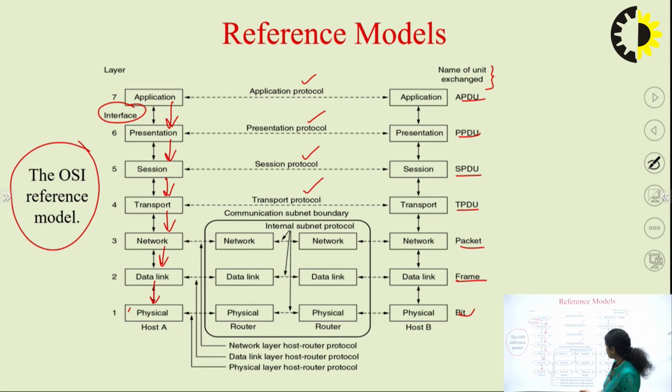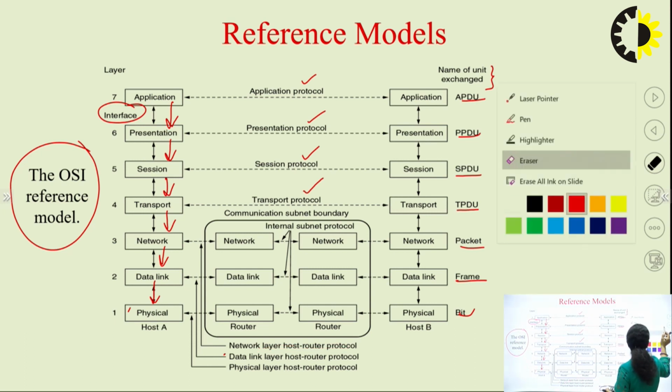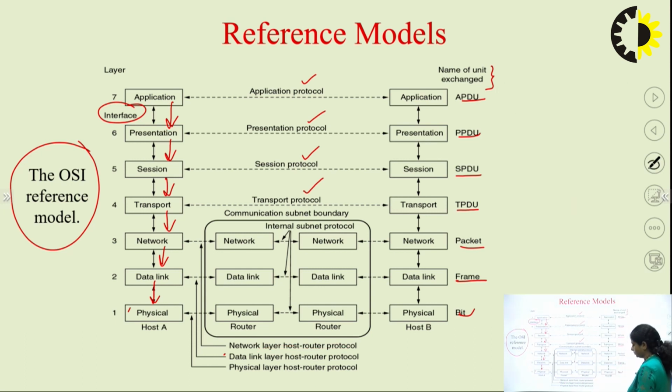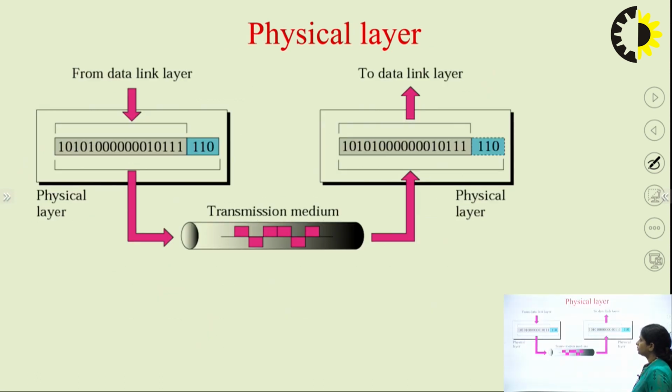Here we can see at the physical layer the host-router protocol is used. Then at the data link layer the host-router protocol is used, and at the network layer the host-router protocol is used, right. So now we will be discussing this OSI model, all the layers of this OSI model one by one. So let me start with the physical layer.